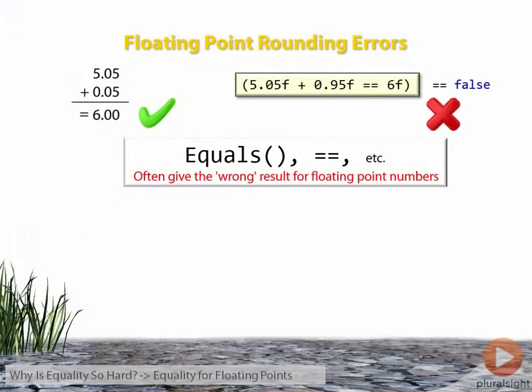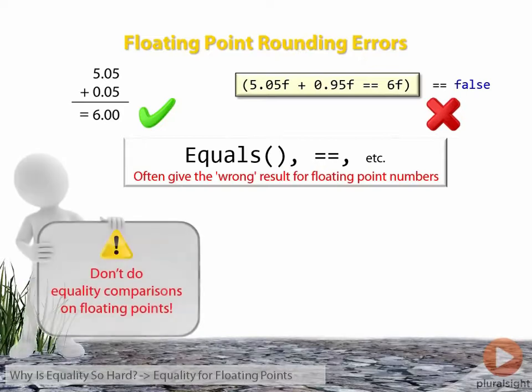Now this is an inherent difficulty with floating point numbers. Rounding errors mean that testing for equality often gives the wrong result, and .NET has no solution for this. The recommendation is that you don't try to compare floating point numbers for equality, because the results might not be what you predict. This only applies to equality, by the way.